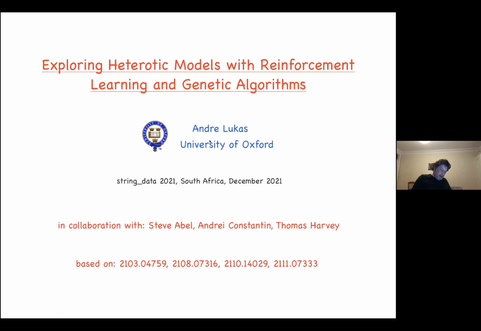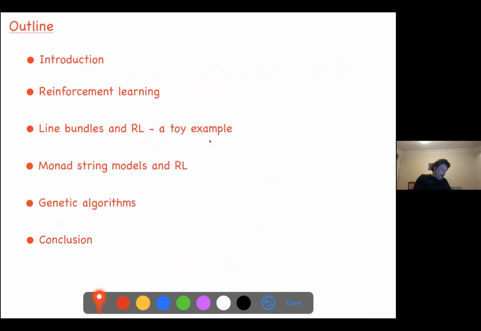So here's a quick outline. After a very brief general introduction, and then a brief introduction to reinforcement learning, I'll be talking about a toy example briefly, which I think is a nice illustration of reinforcement learning. And then I'll be applying to certain string models, monad string models in the heterotic context, first RL and then genetic algorithms, and see how they do on these types of models. And then I'll conclude, of course.